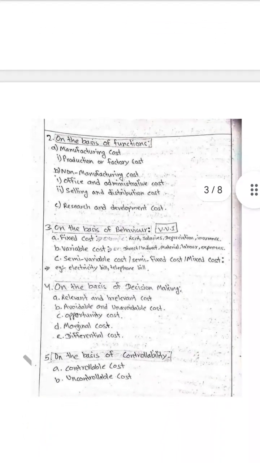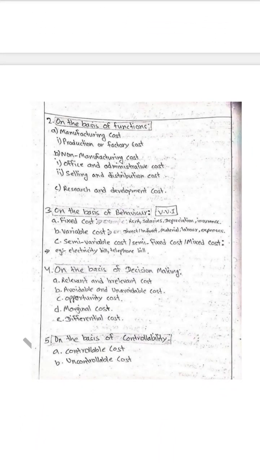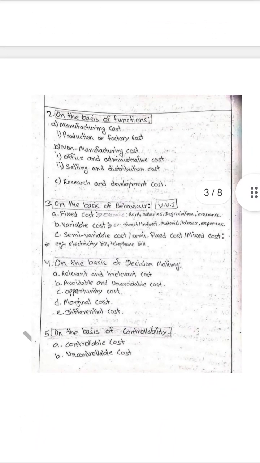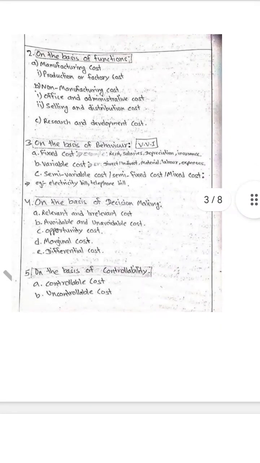Classification of cost मा 1 point मा छ. On the basis of element of cost मा चाहिँ A, B र C जस्तै materials मा पर्दछ. Direct materials, indirect materials, labor, direct labor, indirect labor, and other expenses, direct expenses, indirect expenses. यसरी 2 मा on the basis of functions, manufacturing cost, production or factory cost, non-manufacturing cost, office and administrative cost, selling and distribution cost, research and development cost.